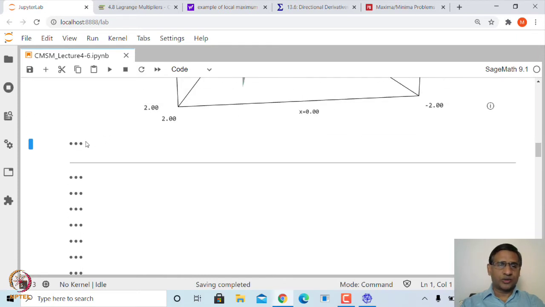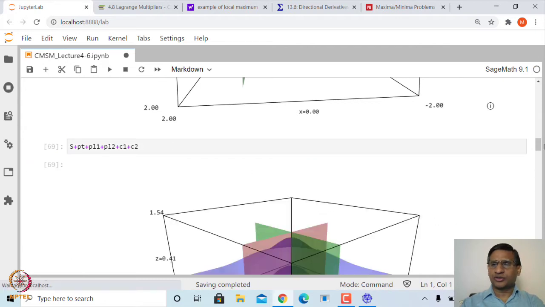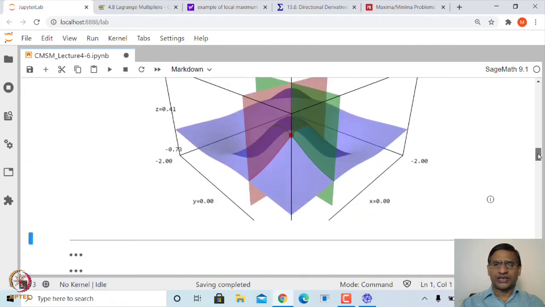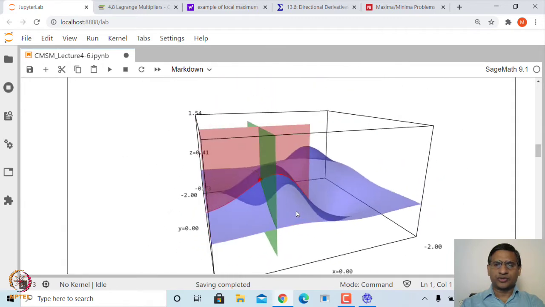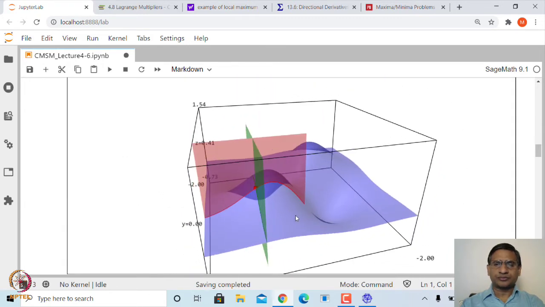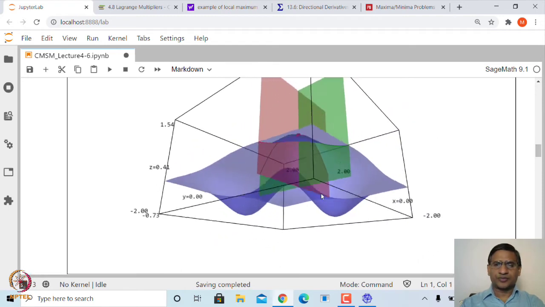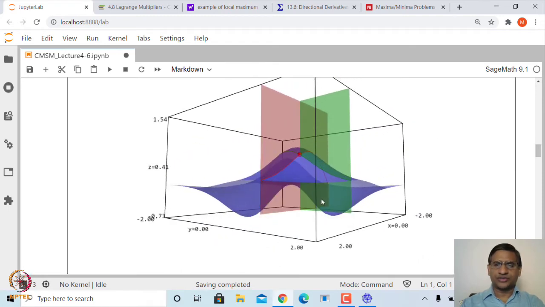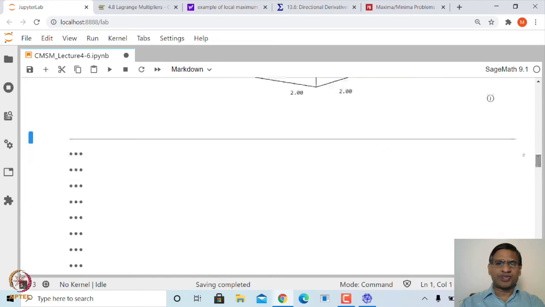You can plot all these things together, both the x equal to a plane and the y equal to b plane, and this is what you see here. These are the two curves, fairly visible now. So this is the geometric meaning of partial derivatives.